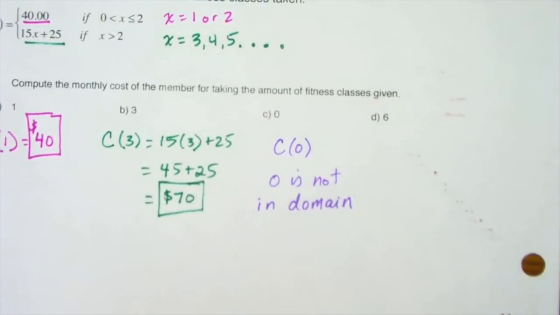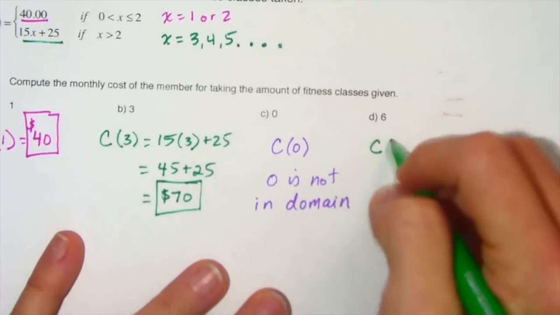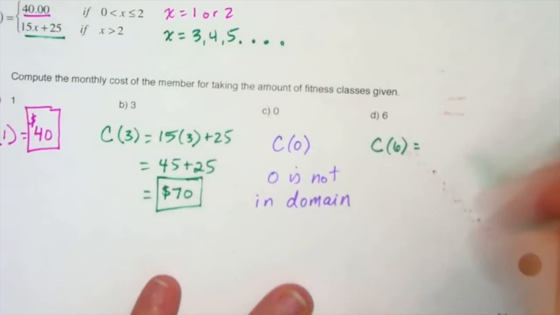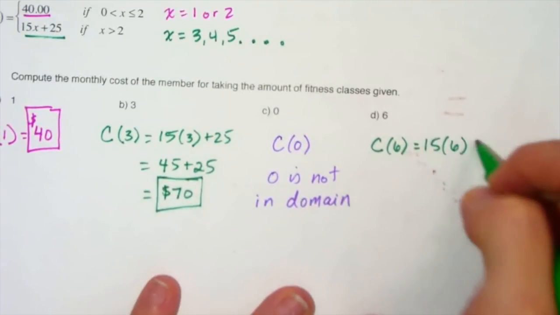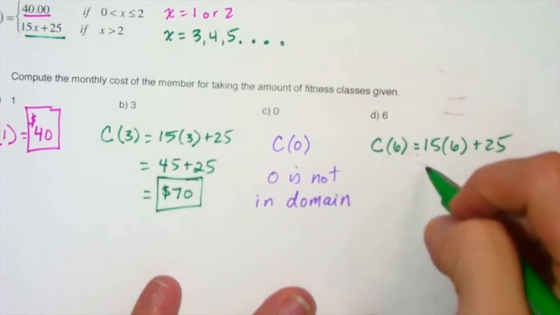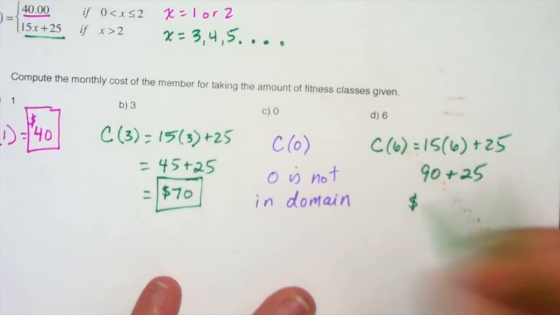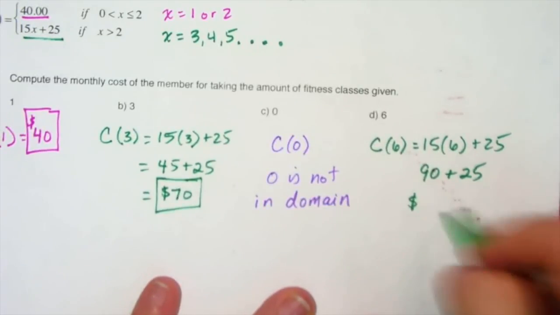All right. And then you have, for this one, 6. And which set is that going to go in? The top or the bottom? That is the bottom. So you have C of 6. And then 15 times 6 plus 25. What's 15 times 6? 90. And what's 90 plus 25? I'm sorry? 115.